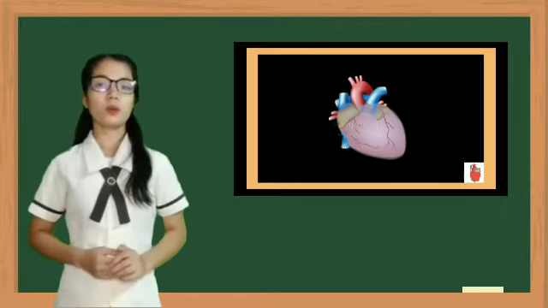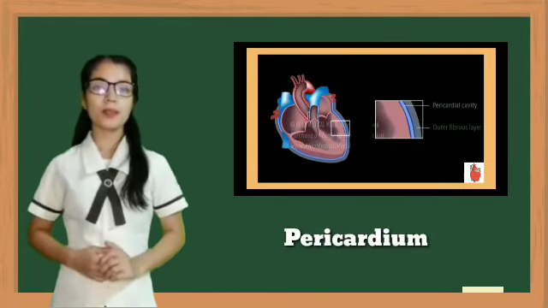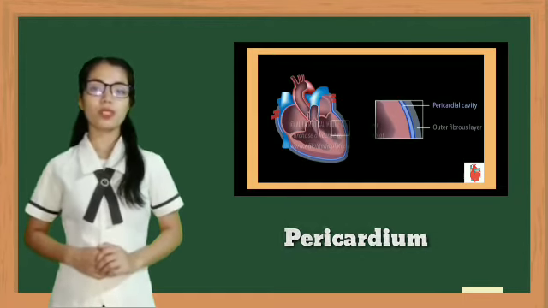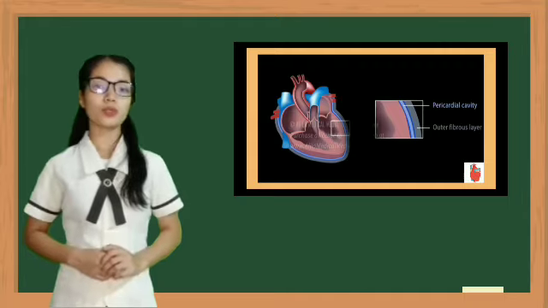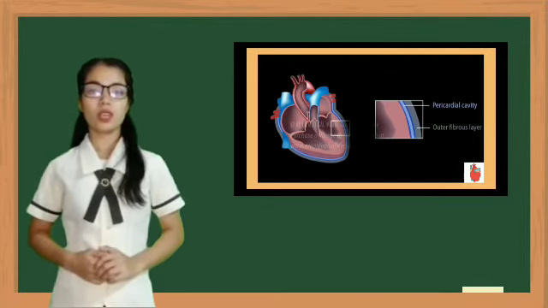The heart is enclosed in a double-wall protective sac called the pericardium. The pericardial cavity contains a fluid which serves as a lubricant and allows the heart to contract and relax with minimum friction. The heart wall has 3 layers.